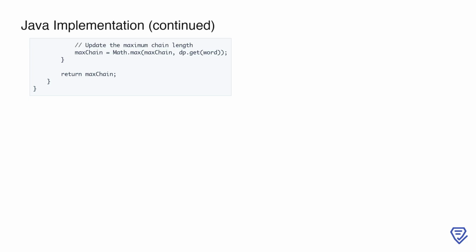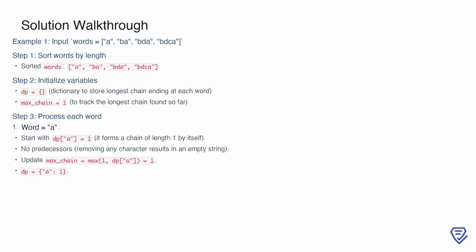chain lengths incrementally. To solve the problem, we start with an example input of words: a, ba, bda, bka. The first step is to sort the words by their lengths, which gives us a, ba, bda, bka. This ordering is important because shorter words must be processed before longer ones to correctly build chains. Next, we initialize two variables: a dictionary dp to track the longest chain ending at each word, and max_chain, which keeps track of the overall longest chain found so far, starting at 1. Now, we process each word.